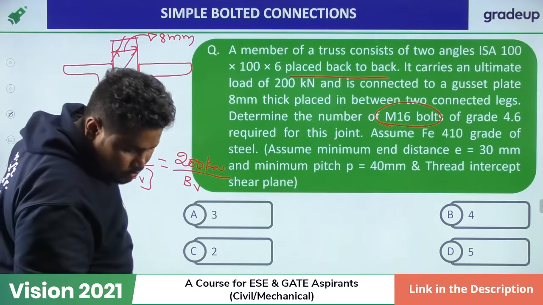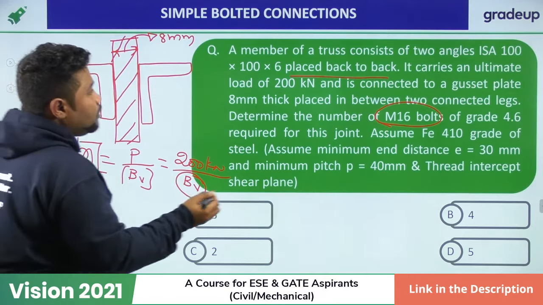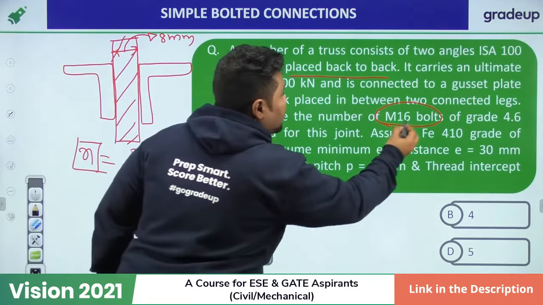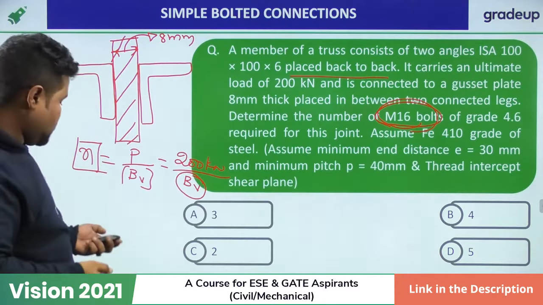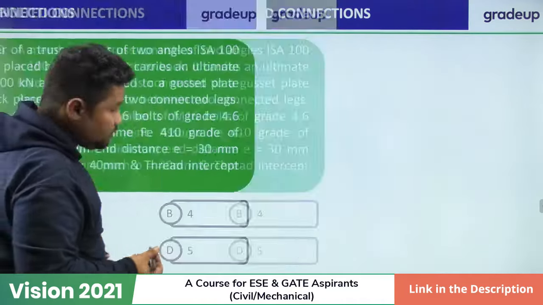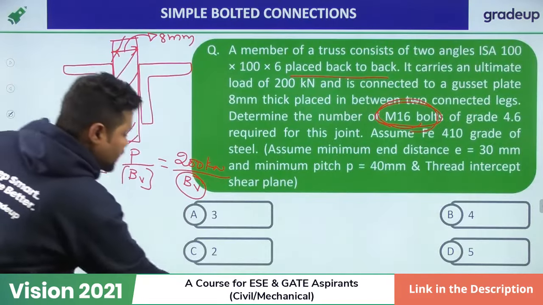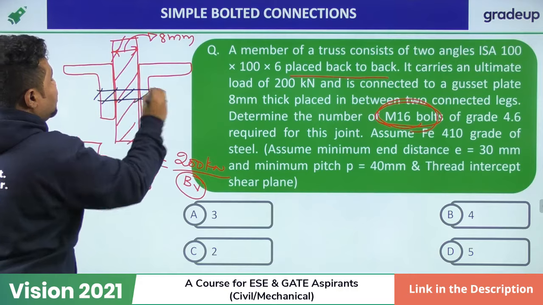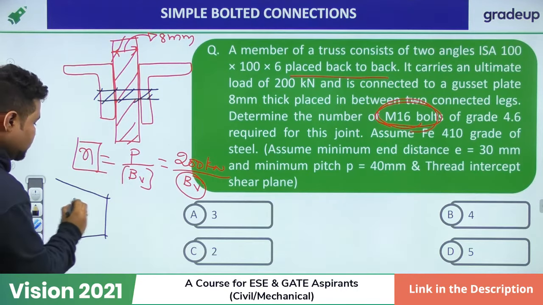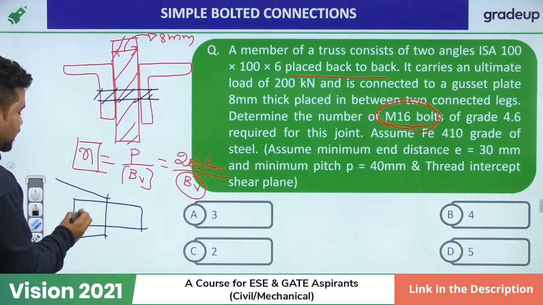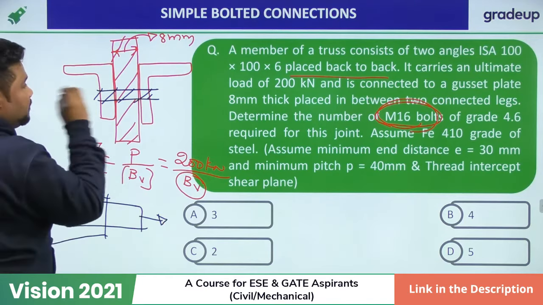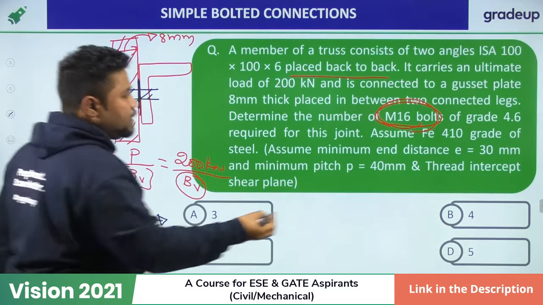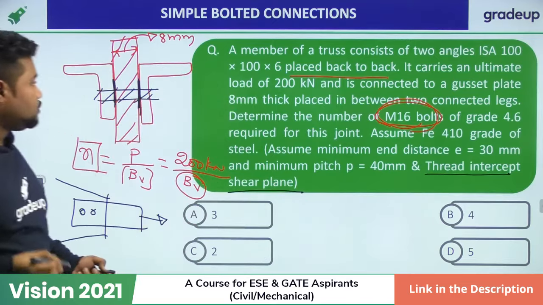Coming to bolt value, you can't take directly the bolt value from your previous case, because here we have M16 bolts. So for M16 bolts, I need to work out the bolt value. Before that, I want to mention, if this is the gusset plate and the bolts are in this way, the number of shear planes here is 1 and here it is 1, and they are saying the threads are intercepting the shear plane. So two shear planes are there.